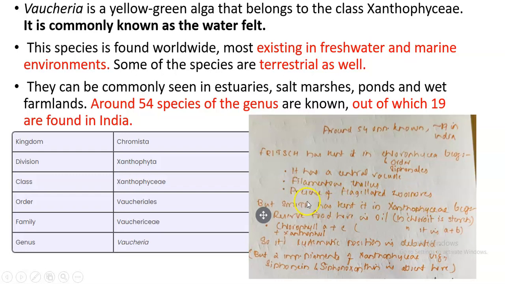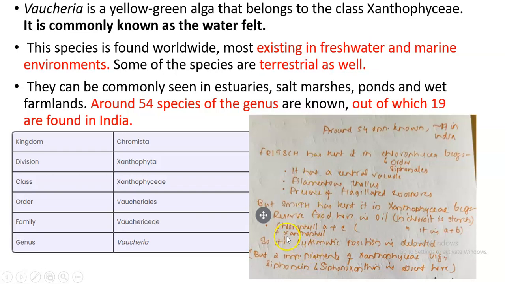But why has Smith kept it under Xanthophyceae? Because its reserved food material is oil. In Chlorophyta group it is starch, and it is having pigments as chlorophyll A and C, not chlorophyll A plus B as in the Chlorophyta groups. Then it is having xanthophyll pigments as well, which is the characteristic feature of Xanthophyceae group. So because of these two debates, this particular systematic position is debated.